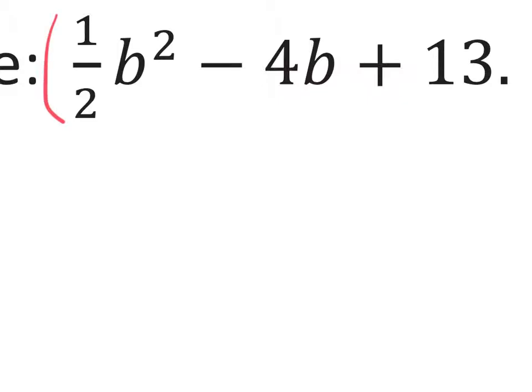Alright, so we have 1/2 b squared minus 4b. We want to rewrite this expression by completing the square. Okay, I've done that. So what do I do next? We want to move this half outside of the parentheses. And once we've done that, what do we do next? Yeah, divide each of those by a half. What is 1/2 b squared divided by 1/2? B squared.